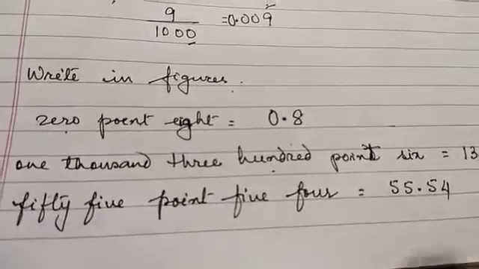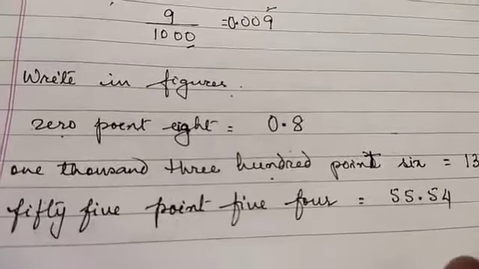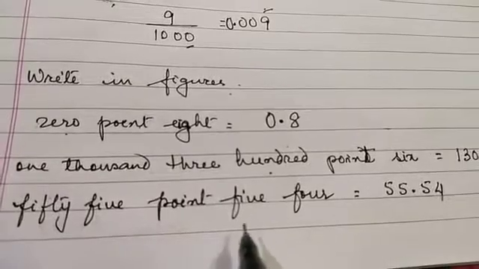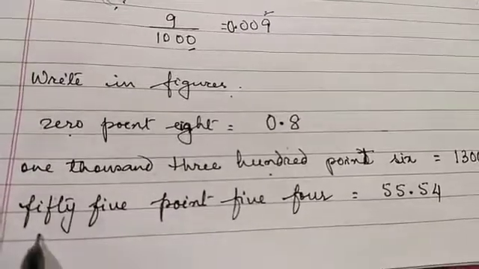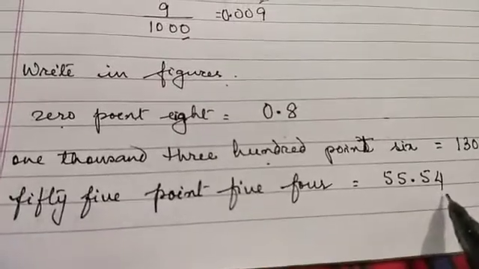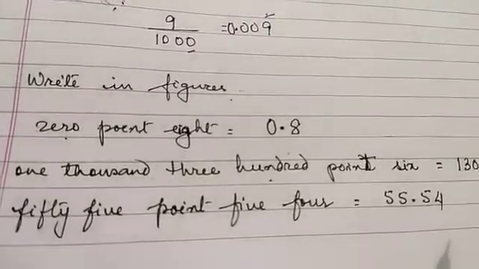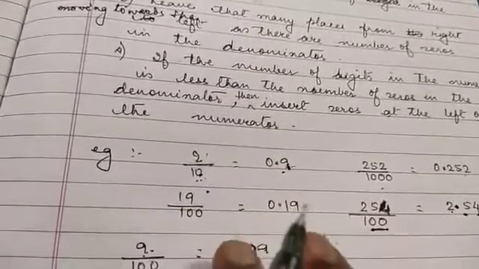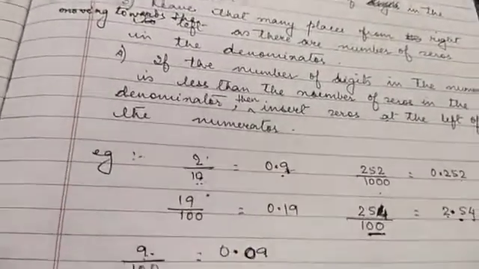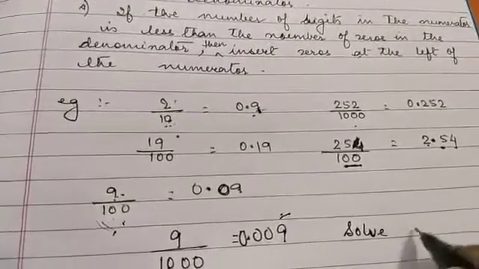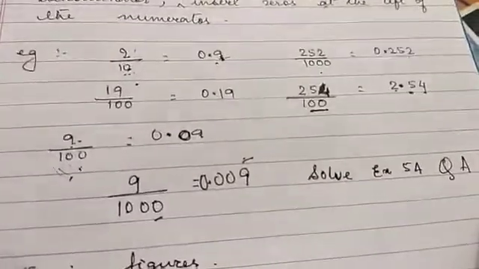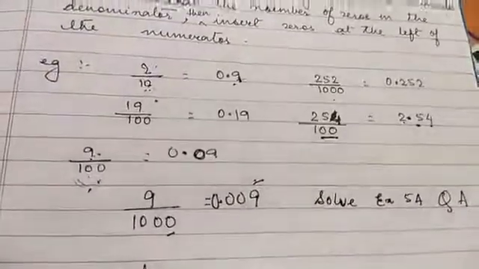In a similar way, if it is given to write in words, then you will write it in this way. If it is given to write in number names, then also you will write it in this way. If it is given to write in figures, you will write it the other way. With this, you can convert a given fraction to a decimal. You can solve exercise 5A, question number A. All this is your homework.